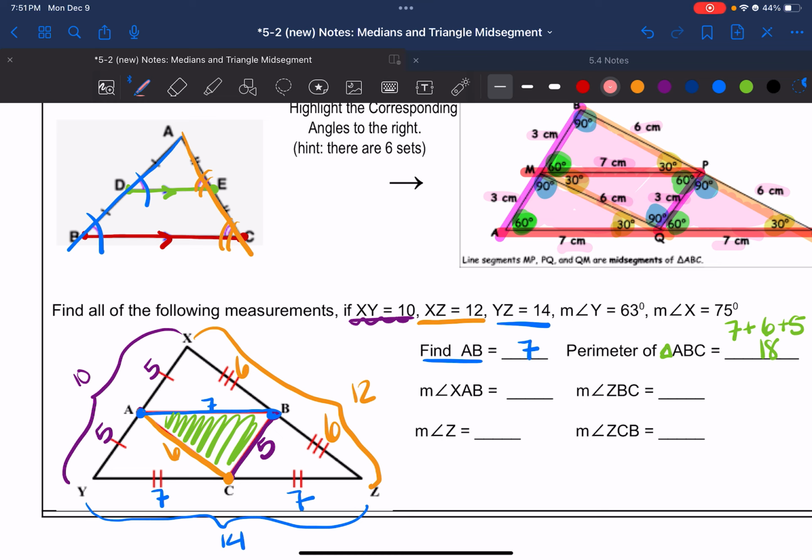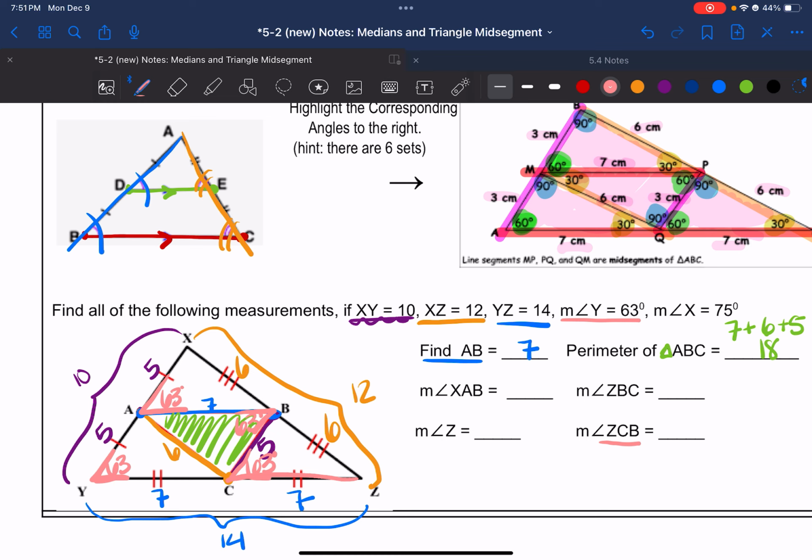Now we're coming back to information. Angle X is 75 degrees, so the corresponding angles are also 75 degrees. So alternating, corresponding, and corresponding. Oh, they're all done there.